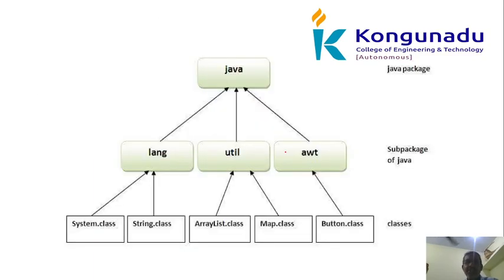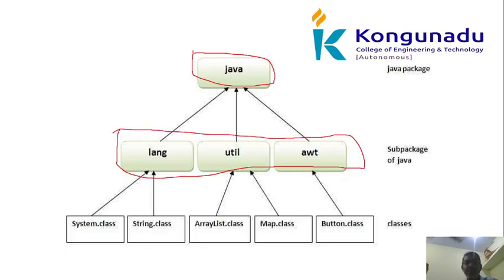Okay, so this is the basic Java package. Under this one, this is the sub-package, a sub-package of Java. This package comes under the built-in packages. And then classes like System, String, Array, Map, Button. A lot of classes will be there, and they come under the sub-packages.